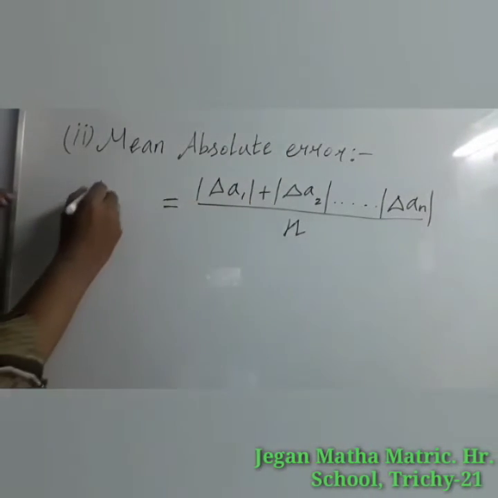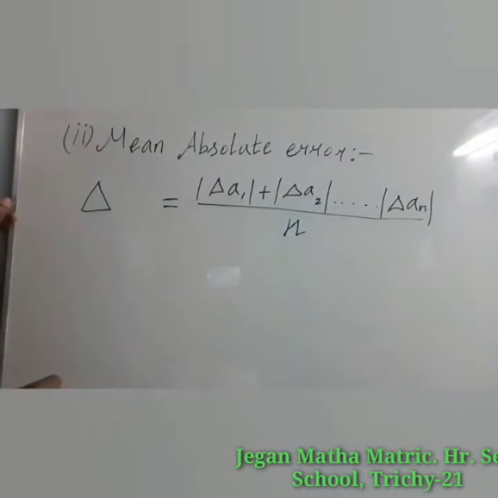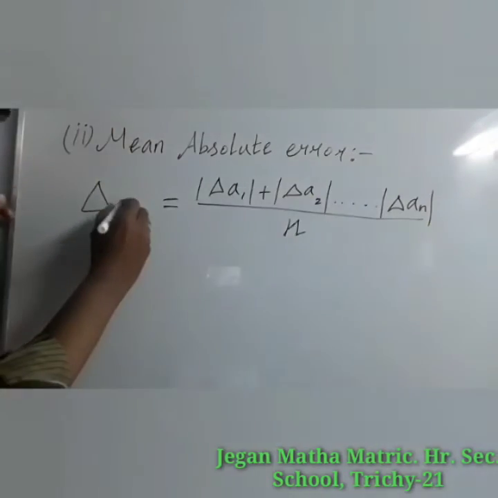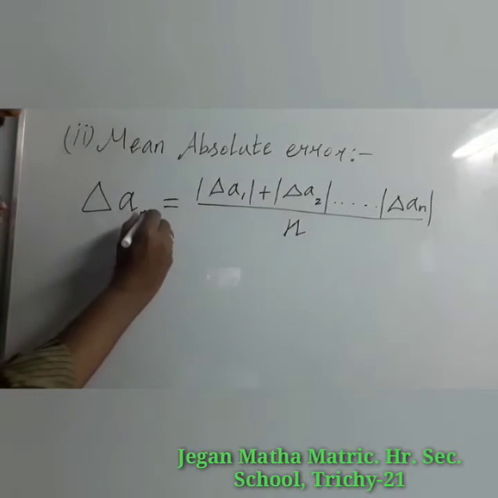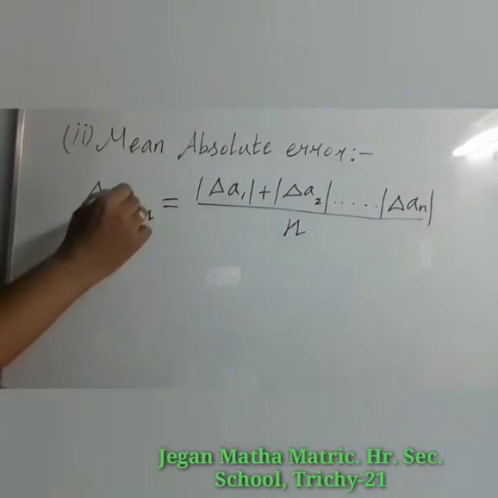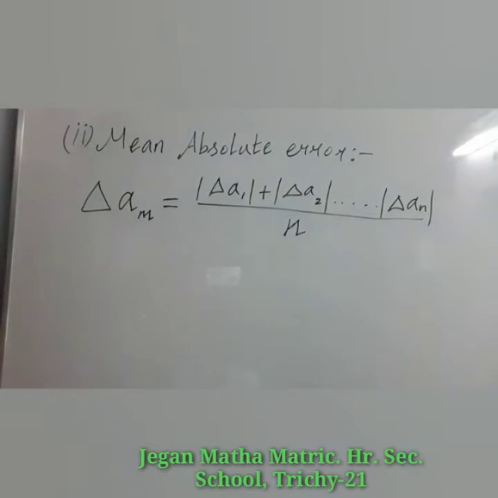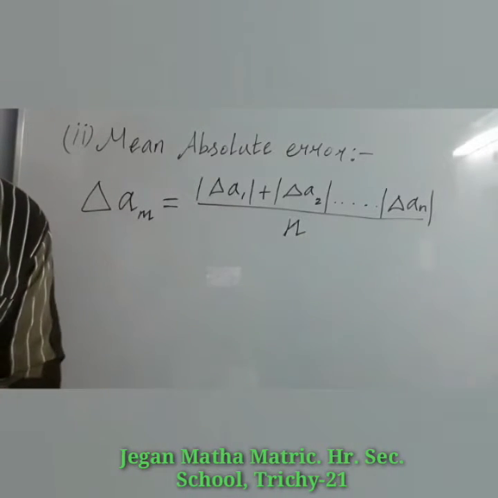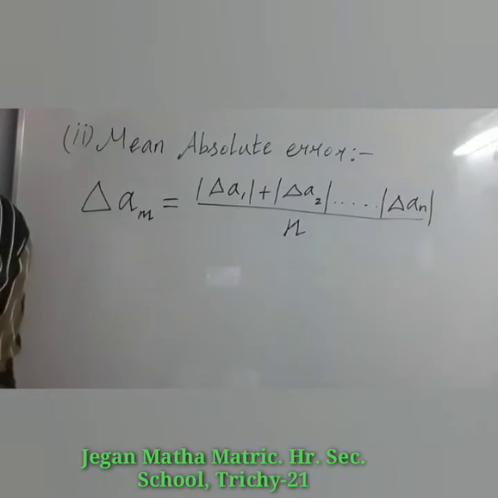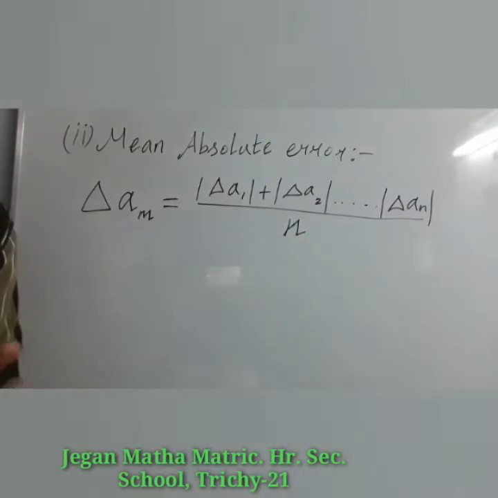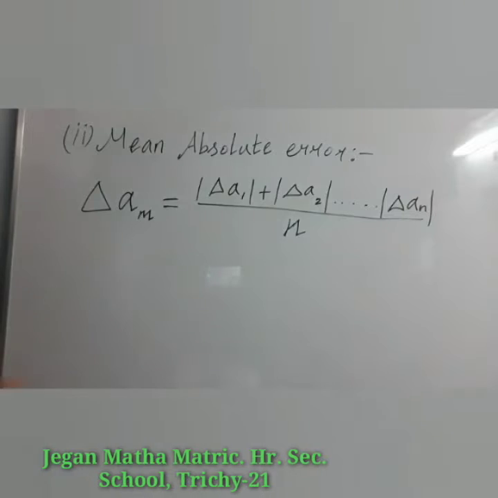Absolute, for that you have to write del. Here readings, for readings we have given the letter a. Since it is a mean value, you can write m. Remember, a m is nothing but a mean value which can be considered as the true value. Before that, I am going to mention the delta. I am writing del a m, that is nothing but the mean absolute error.